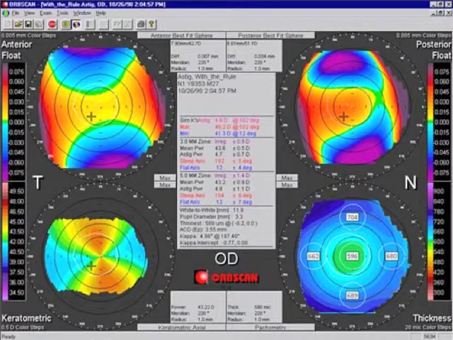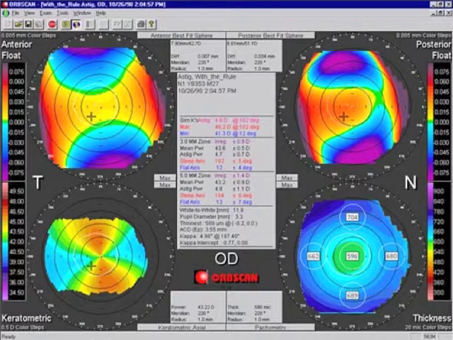The upper right-hand corner shows us the shape of the posterior cornea. Now, our expectation is that there is a relatively fixed relationship between the curvature of the posterior cornea and the curvature of the anterior cornea. The posterior cornea is more curved than the anterior cornea, more steeply curved.